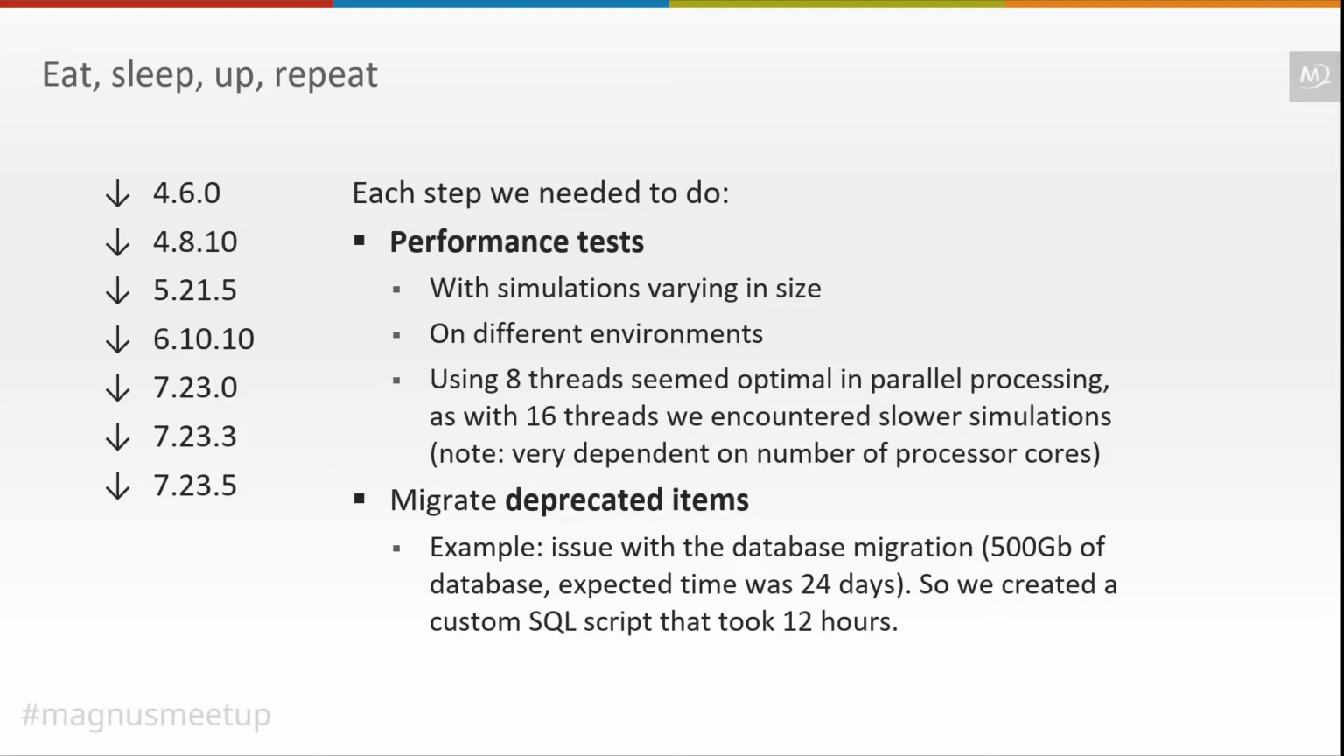And sometimes we needed to migrate the deprecated items, for instance, float to decimal, to name an example. There we, for example, had some issues with migrating the database, which would take 24 days if we would let it run in the normal upgrade cycle of Mendix. But we built a custom SQL script that took only 12 hours. Is that correct? Yeah. Okay.